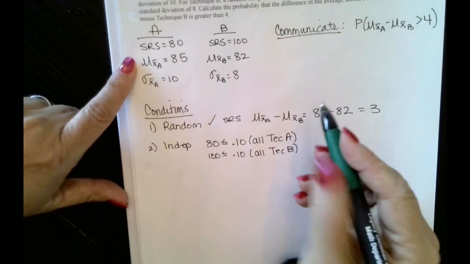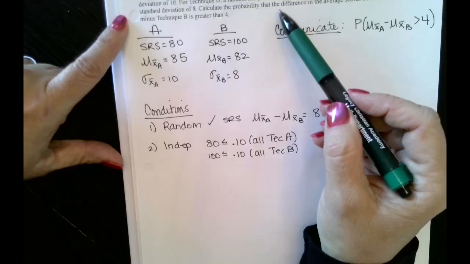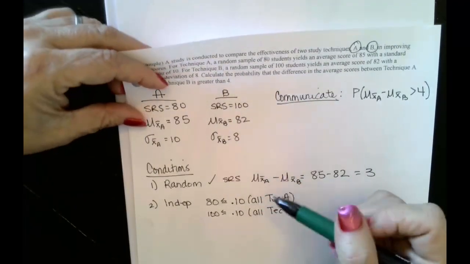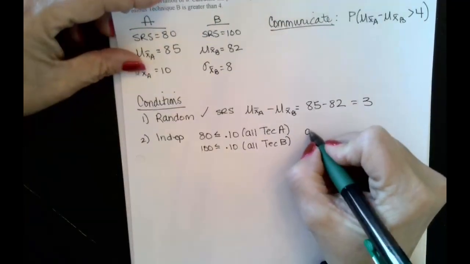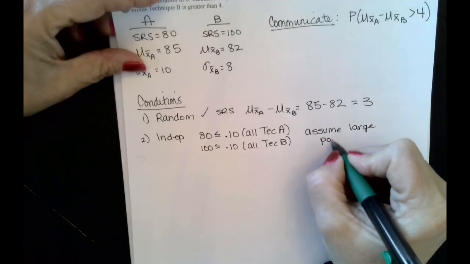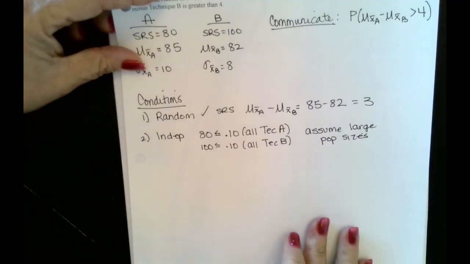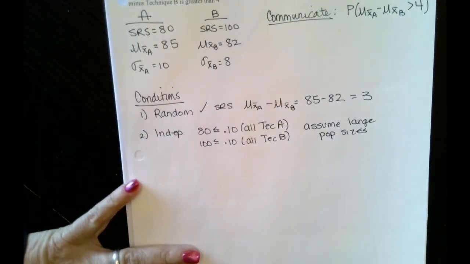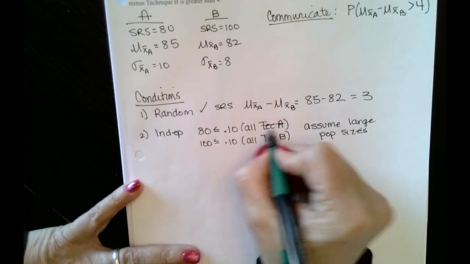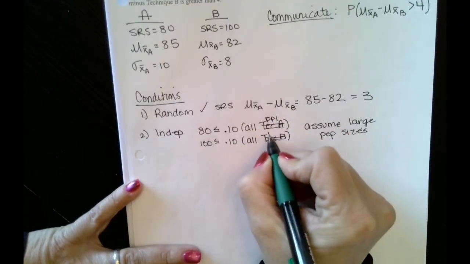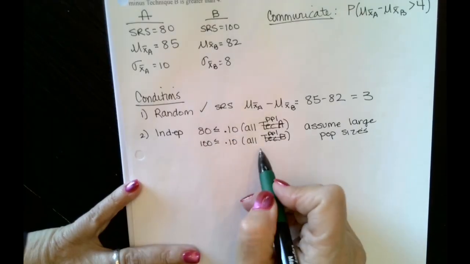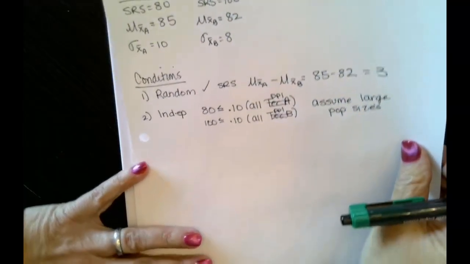Now, here's what I don't know. Is this happening at a university? Is it happening across the country? Where is this happening? So I'm going to assume large population sizes. And actually, now that I think about this, it should be 80 is less than or equal to 10% of all people, not people that are doing that technique. That's the 80 and the 100. So this is going to be 10% of all people. And so that, of course, does give me a large population size.